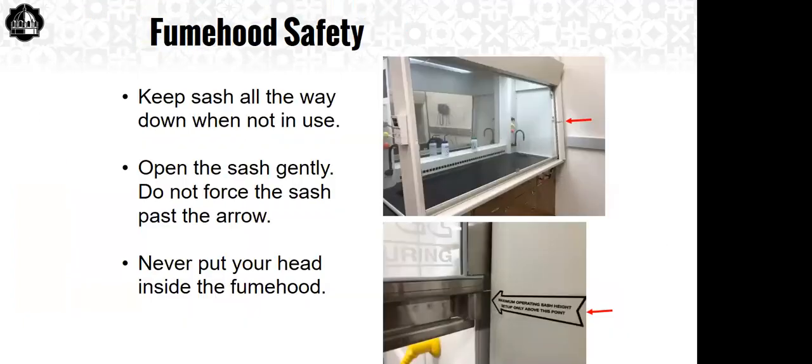Fume hood. If we need to use the fume hood, there's an arrow on our fume hoods that says maximum height, and there's a sliding glass sash. Anytime you use a fume hood, do not go above this arrow. If you do, the fume hood will make an annoying alarm sound that we don't want to happen. Also, don't put your head in the fume hood. The idea of a fume hood is that it's sucking out air, so any dangerous chemicals, any fumes are getting blown out. Putting your head in the fume hood defeats that purpose.